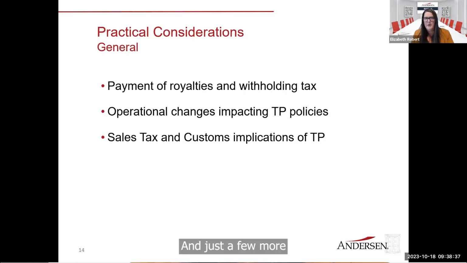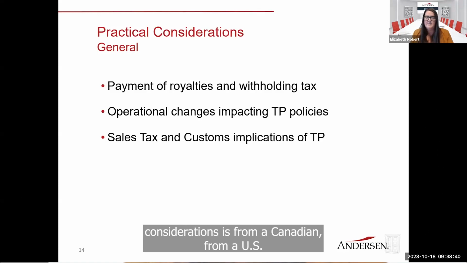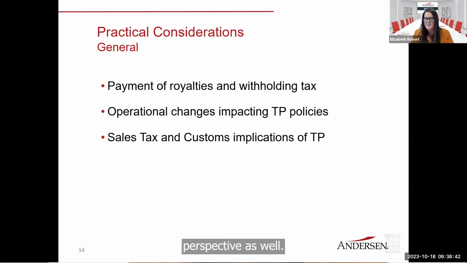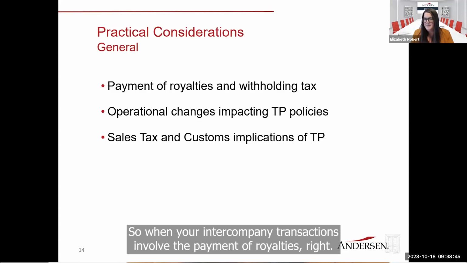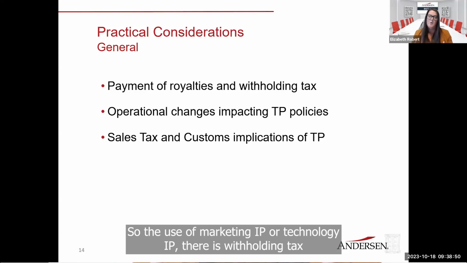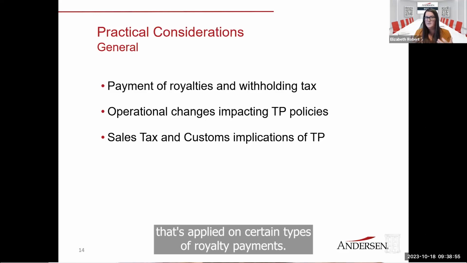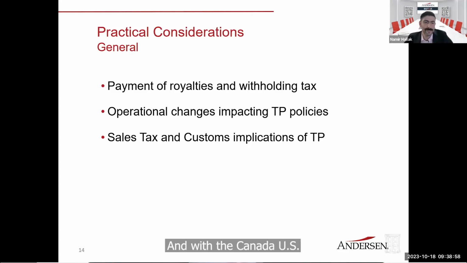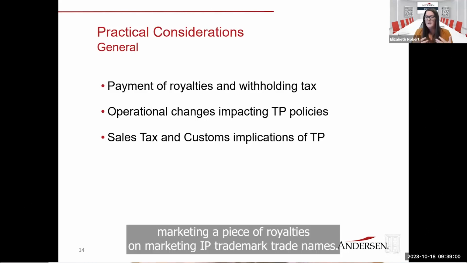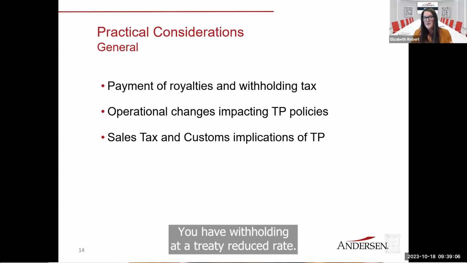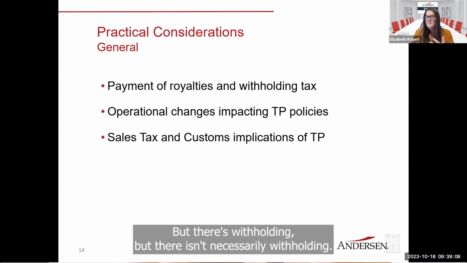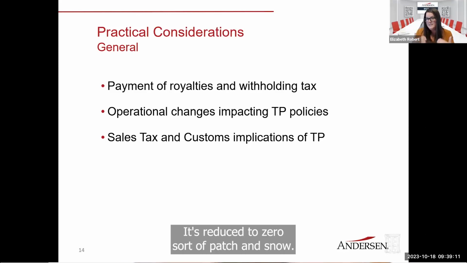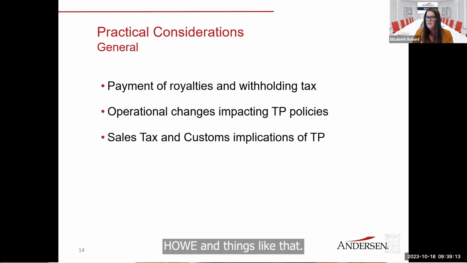And just a few more considerations from a Canadian and US perspective as well. When your intercompany transactions involve the payment of royalties, right, so the use of marketing IP or technology IP, there is withholding tax applied on certain types of royalty payments. With the Canada-US treaty, royalties on marketing IP, trademarks, trade names, do have withholding at a treaty reduced rate, but there's withholding. But there isn't necessarily withholding, it's reduced to zero, on patents, know-how, and things like that.